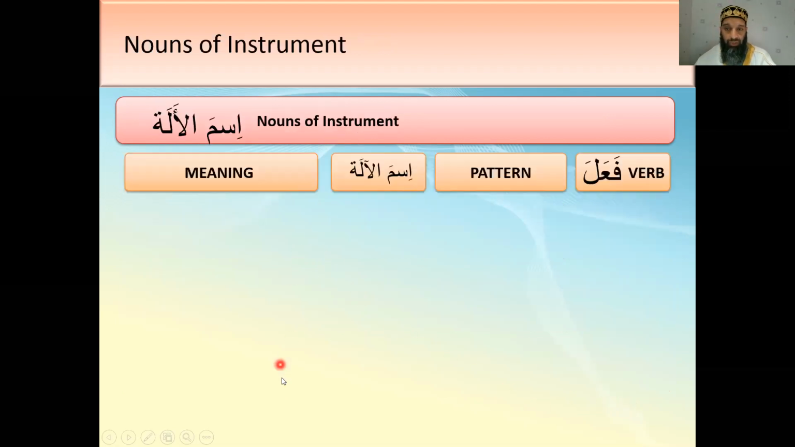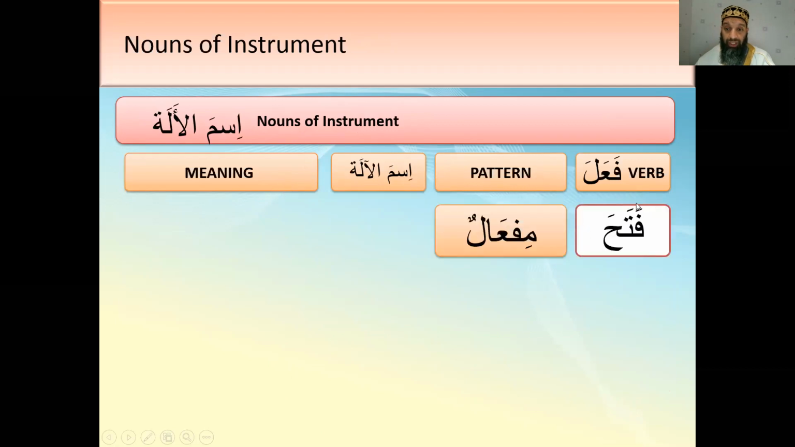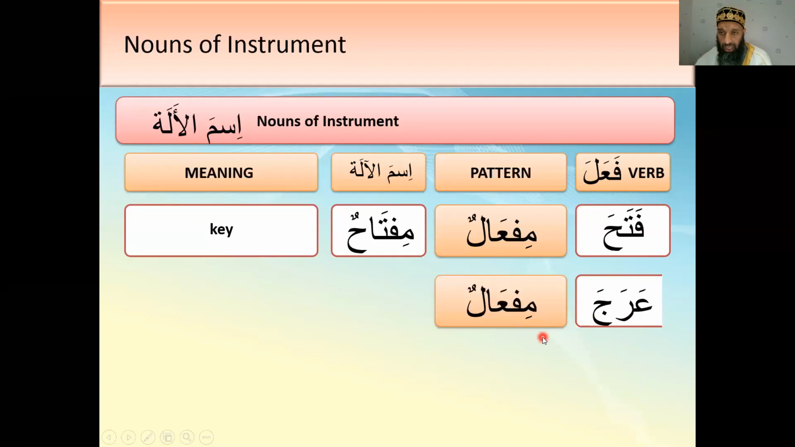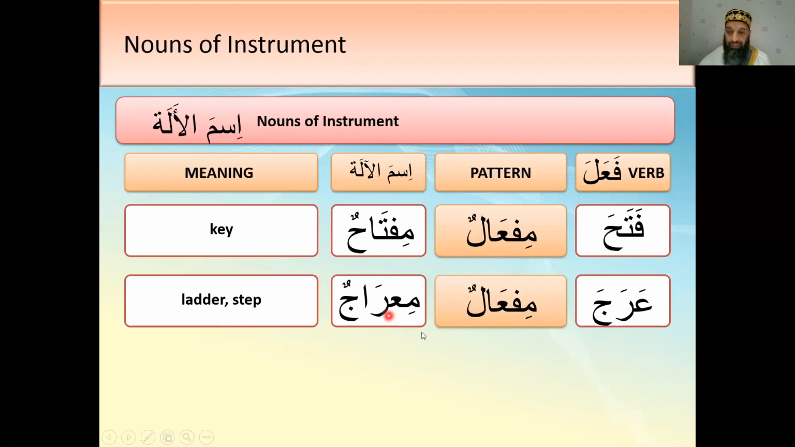Very quickly going on to the next one. Fataha, okay, the instrument of the noun. So fataha, what is the instrument that opens? Miftahun. Miftahun is key. And also another one, araja, is to go up. How do you call the instrument to go up? What do you call that? Mi'rajun. Mi'rajun is a ladder step.